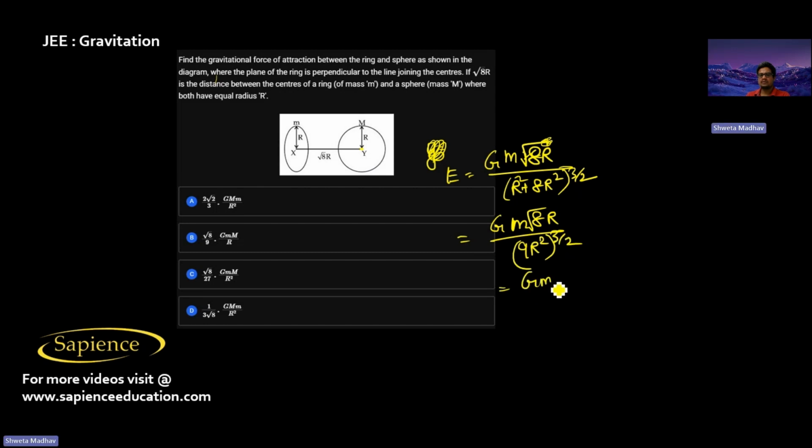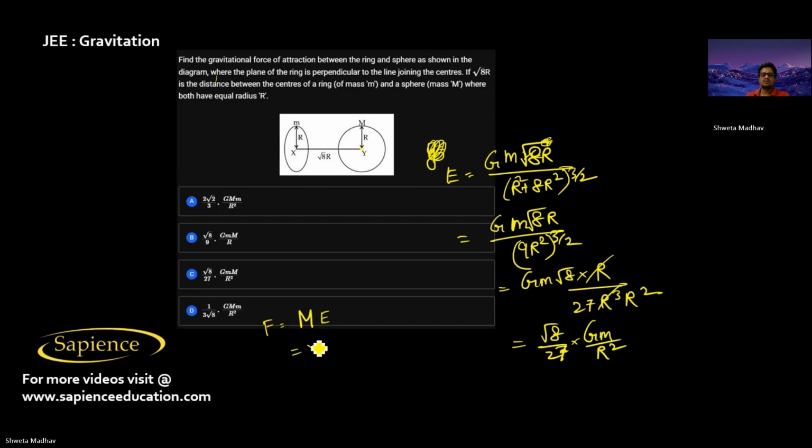So this will be equal to G into root 8 into r by 9 power 3 by 2, that is 3 cube, that is 27, into r cube. This will be r square. This will be equal to root 8 by 27 into G m by r square. So therefore, the force will be equal to m into E, that is equal to root 8 by 27 into G m by r square. It means that C is the correct answer.